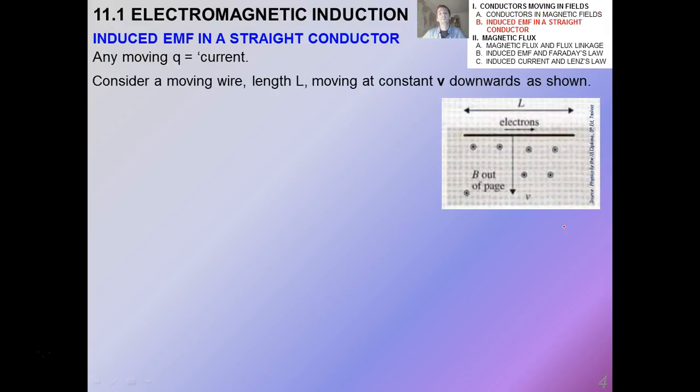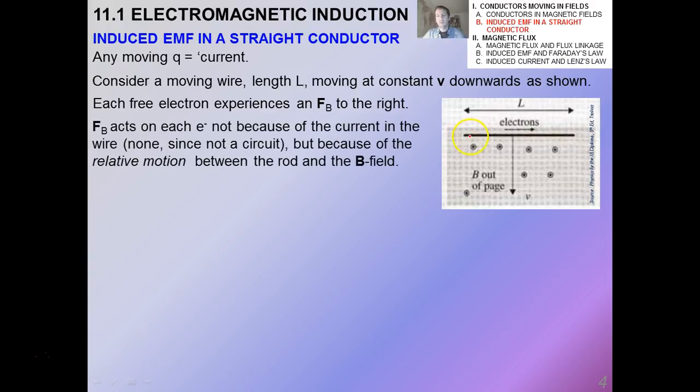Okay, remember that any charge that's moving is called a current, okay? Now, if we consider a moving wire, length L, moving at a constant V downwards, what's amazing about this is that by virtue of there being relative motion between the wire and the B field, there is then a current that flows through that wire. It's amazing. It's again an example of how you can have a current, an electrical energy, without actually hooking something up to a potential difference source or a battery, okay?